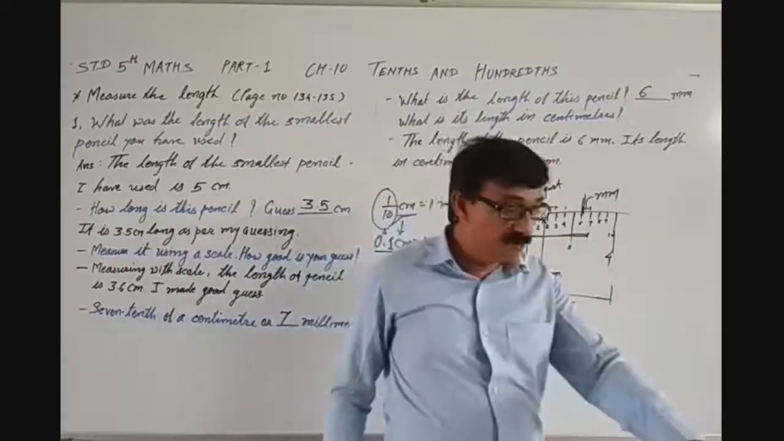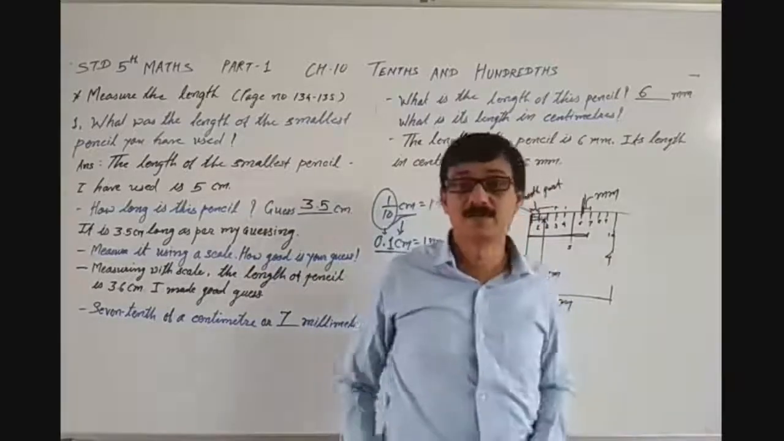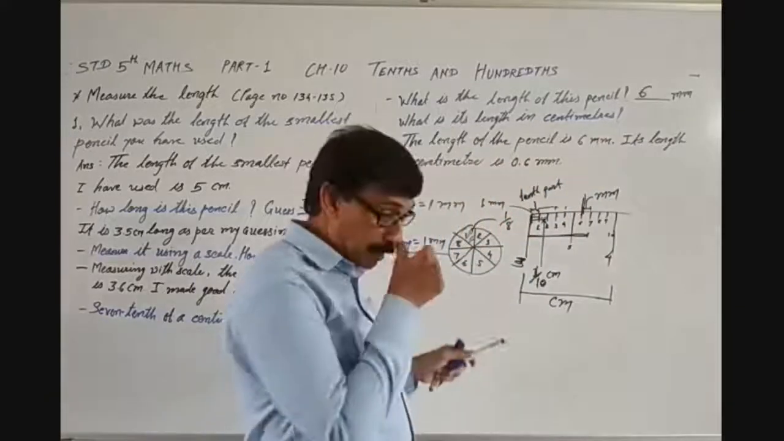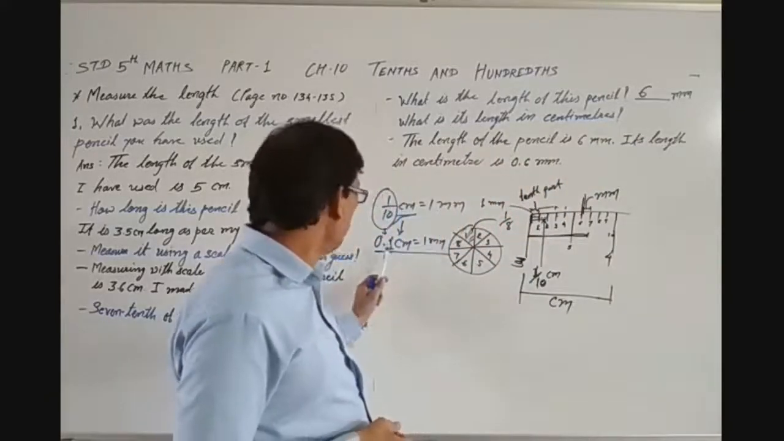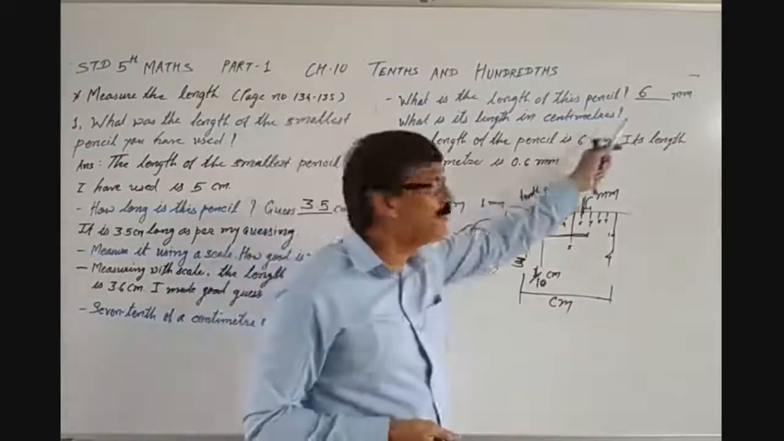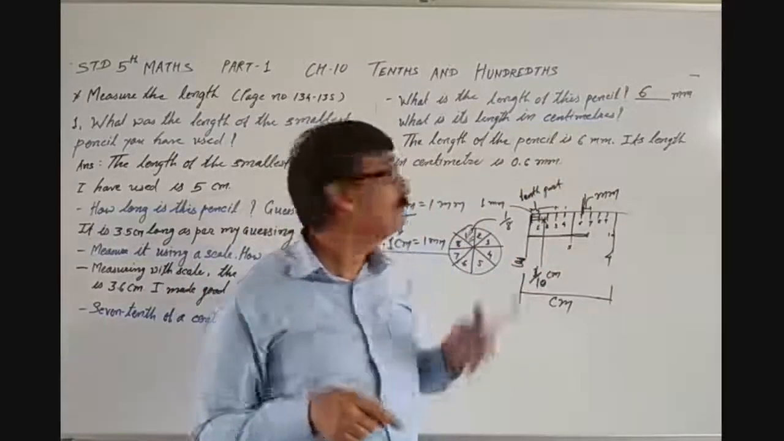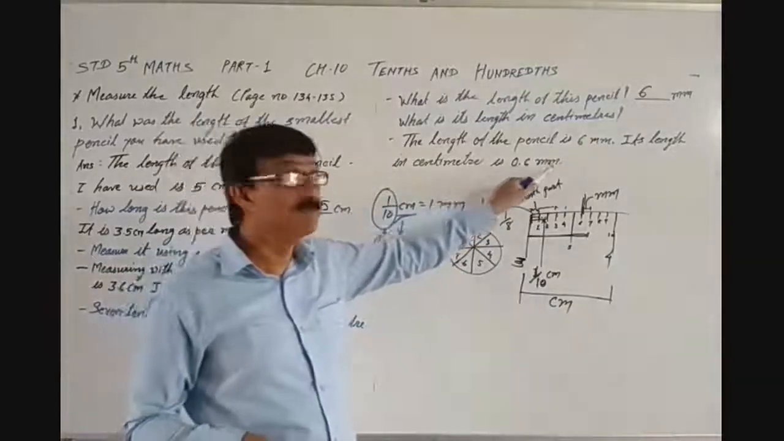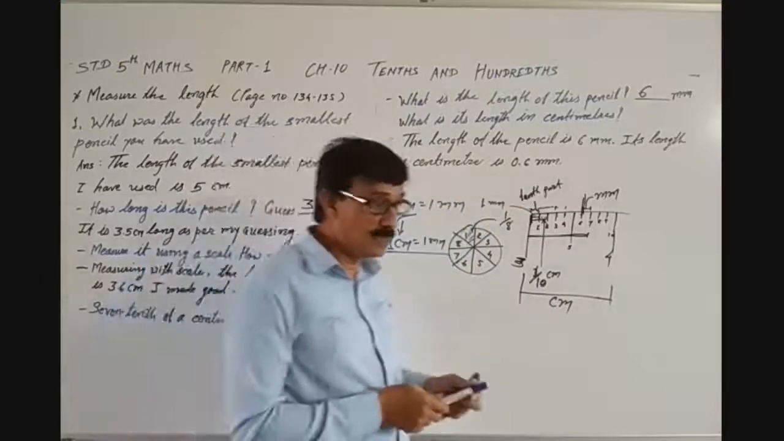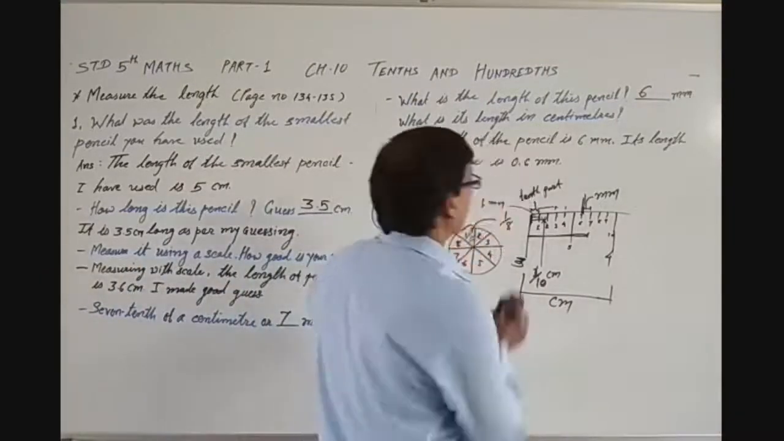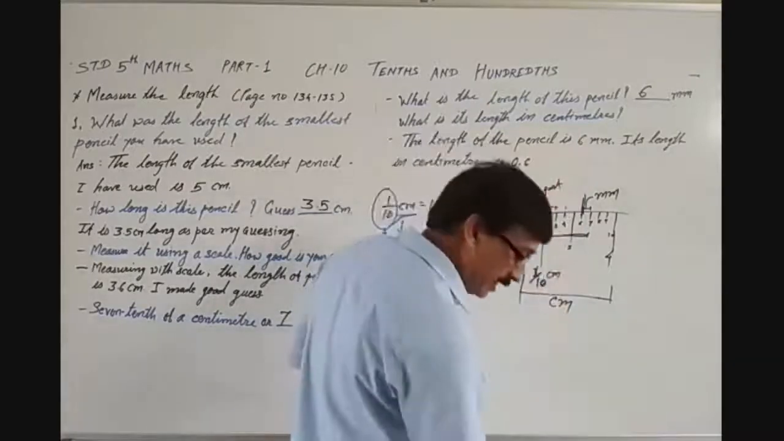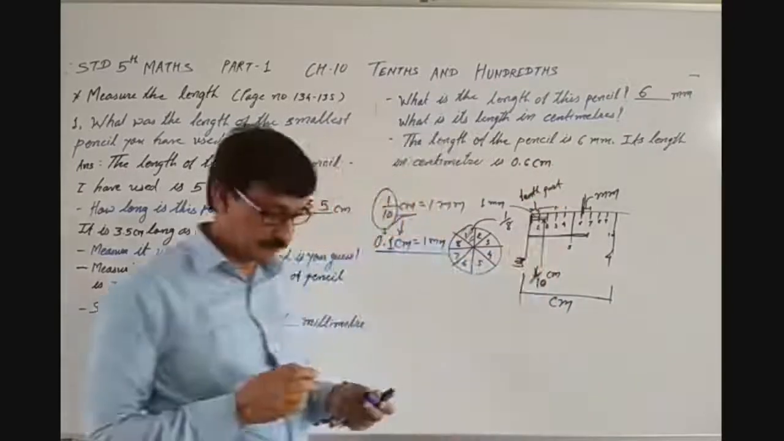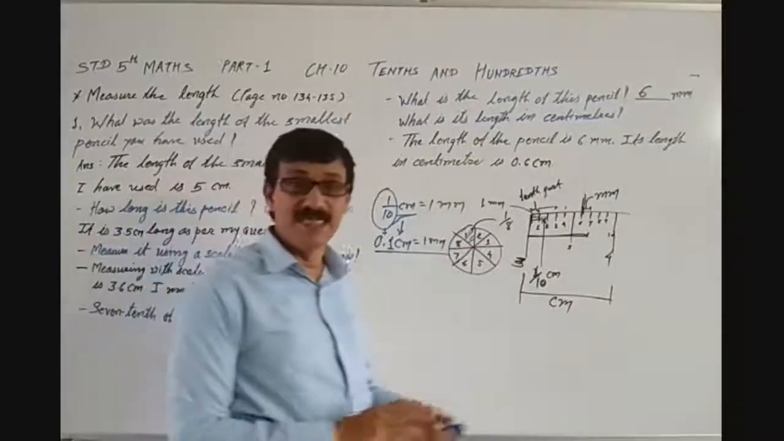Now another question is there, what is its length in centimeters? Now 6 millimeters. So if 1 millimeter is 0.1 centimeter, then 6 millimeters will be 0.6 centimeter. That is why its length in centimeters is 0.6 millimeters. Sorry, it should be 0.6 centimeter. Here it should be 0.6 centimeter, isn't it? So with this we are ending this part.